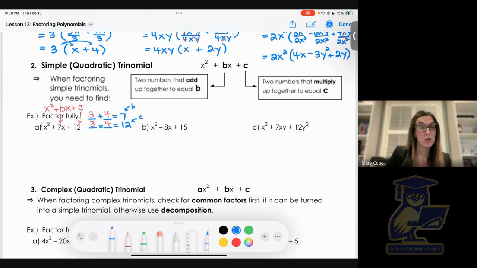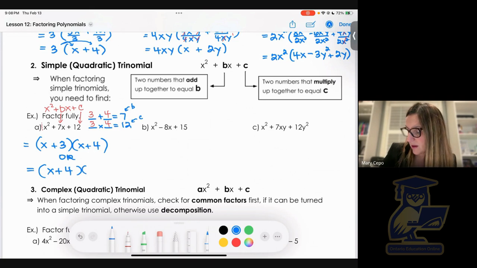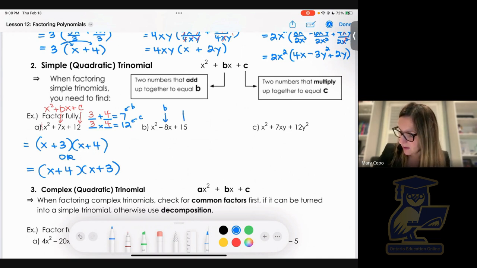Once you've determined what those numbers are that represent the sum and the product, we set up two brackets, a double bubble. The variable of our trinomial is the first term in each bracket, so x. Then we input the two numbers we came up with that satisfy the sum and the product. So it would be x plus 3 and x plus 4. The order does not matter. You can put x plus 4 and x plus 3.